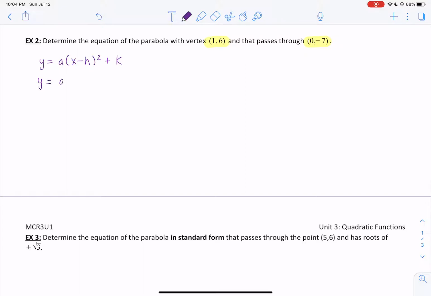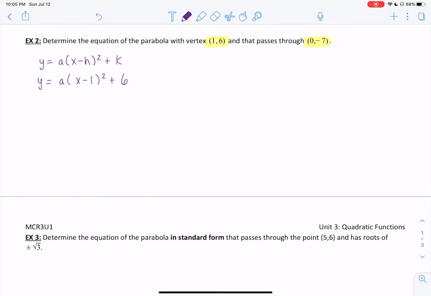So remember that h is the x of my vertex with the sign swapped, like that. And then k is the y of my vertex, plus 6. Now again, I need to find a. If I start trying to isolate for a right now, I'm going to find that I have way too many variables to get a number value for a.